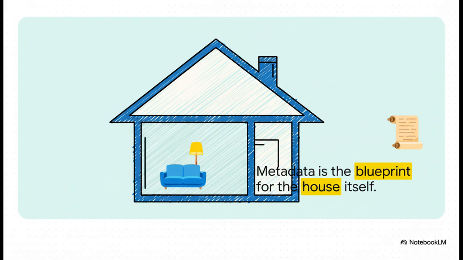Well, here's a super simple way to think about it. Metadata is the blueprint for your house. It's the walls, the structure, the layout. Data is the furniture you put inside it. And that analogy just nails the difference here. Custom settings are the furniture, but custom metadata types are part of the actual blueprint itself.